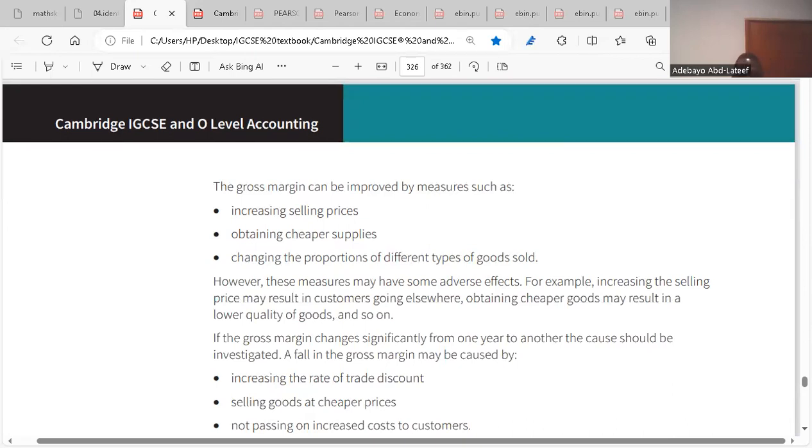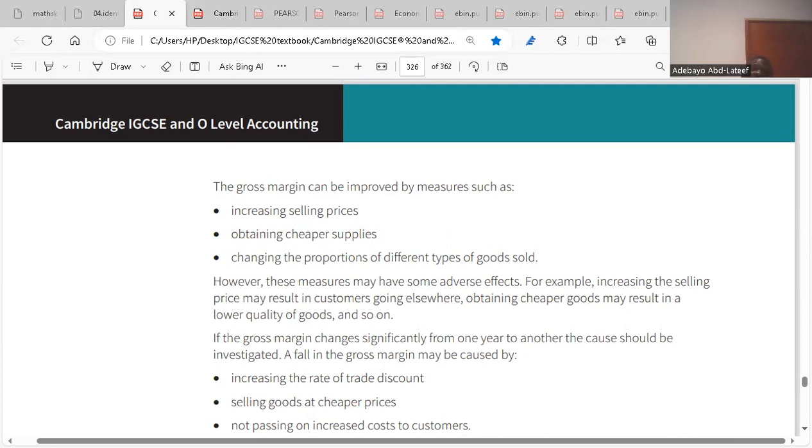However, these measures may have some adverse effects. For example, increasing the selling price may result in customers going elsewhere. Obtaining cheaper goods may result in low quality, and so on. So the consequence of using increased price to increase your gross profit margin might mean that you're going to lose customers to your competitors.